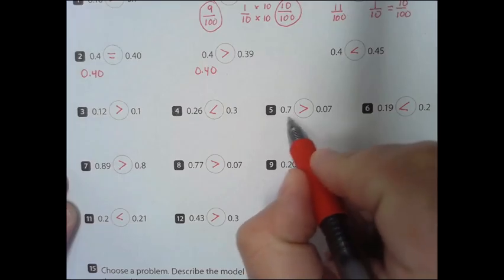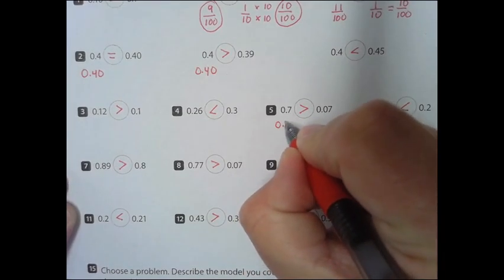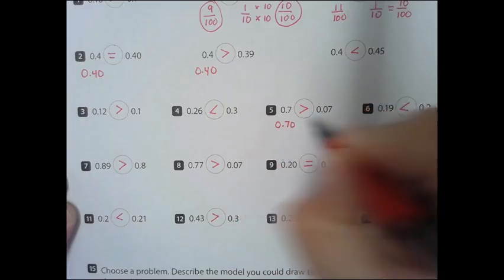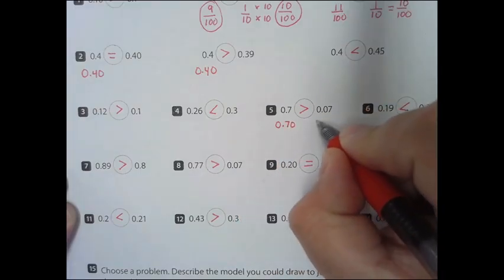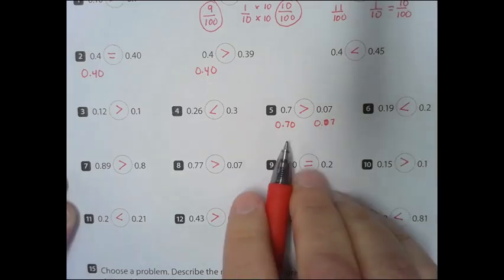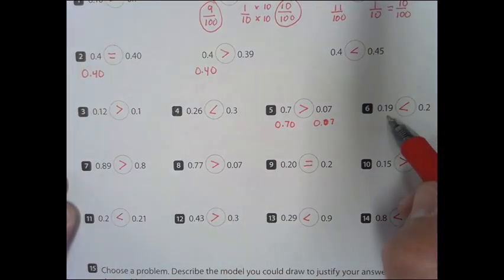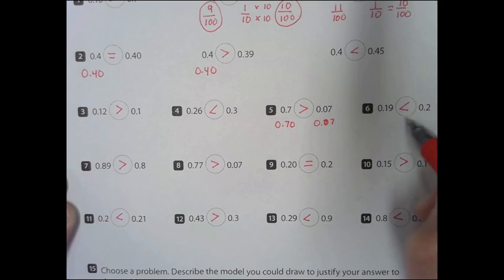But remember that the place value matters. So here, if we did the little trick where we add a 0, you would see that this is 70/100ths, and then you would only have 7/100ths here. So there's a lot more hundredths here, so that's why it's greater than. 19/100ths is less than 2.